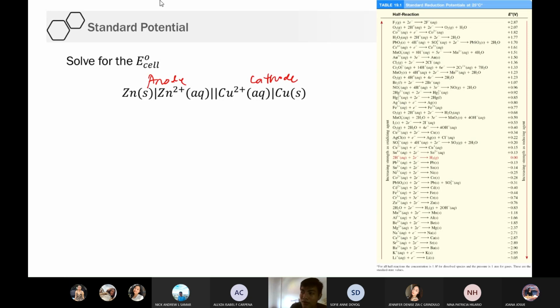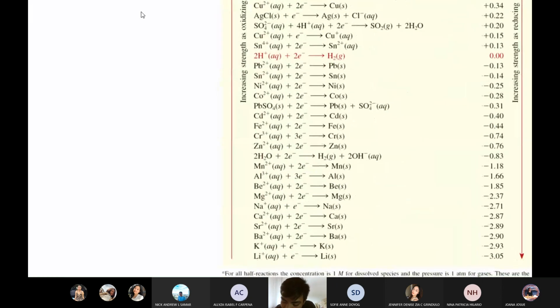Okay. So, ngayon, ano, sir, yung E-cell nila? Yun yung purpose ng table. Since na-identify mo sino yung anode, sino yung cathode, hanapin mo yung value ng E-cell nila. Hanapin mo yung E-anode, hanapin mo yung E-cathode dito. So, gawin natin yun. Hanapin natin yung zinc.